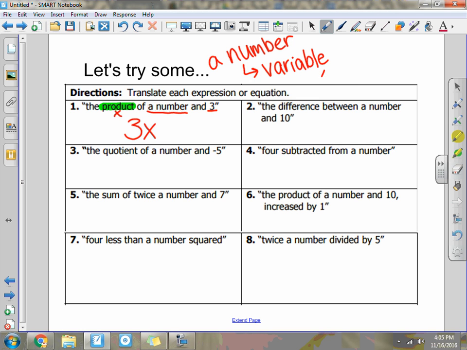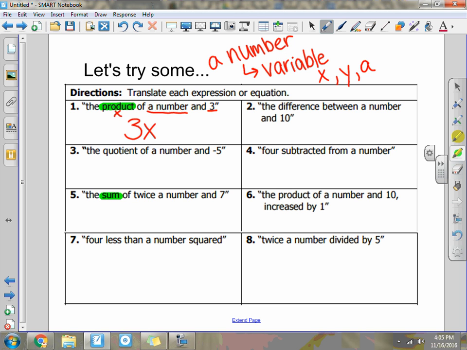So things like x, y, a, some sort of a letter to stand in for a mystery number. Alright, let's try number 5. This one says the sum of twice a number and 7. I got a lot going on there.